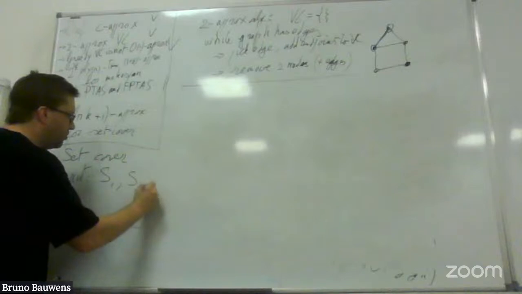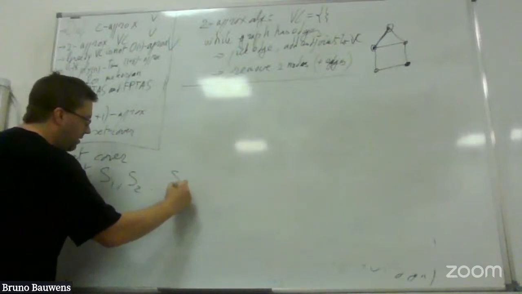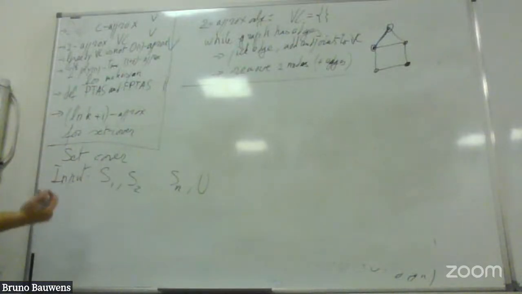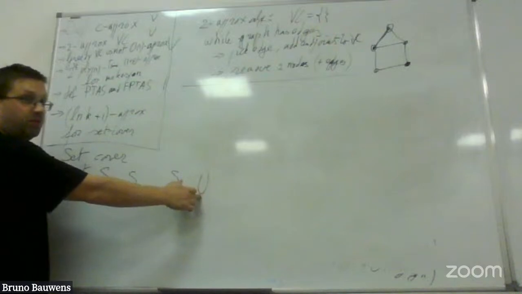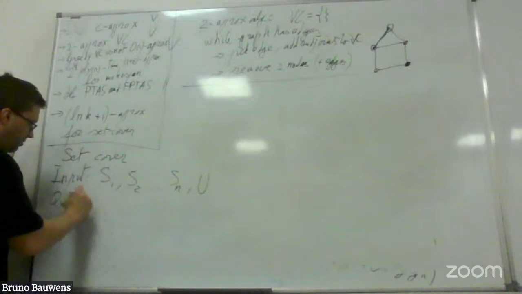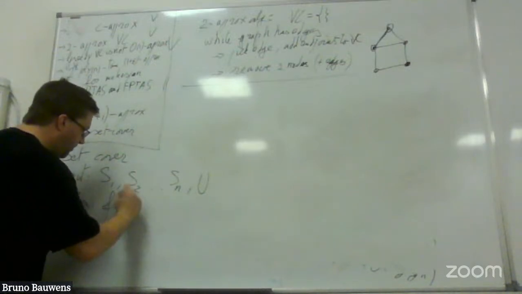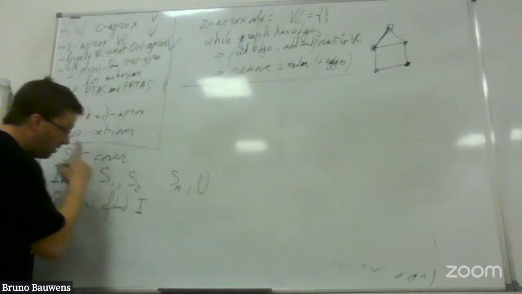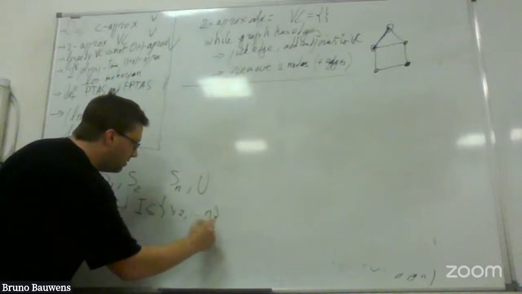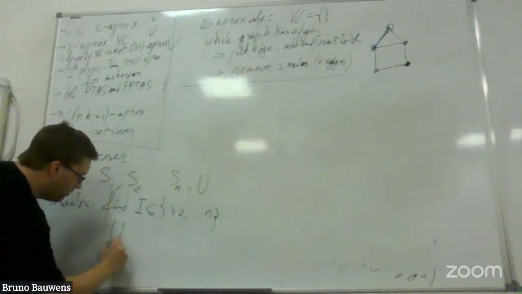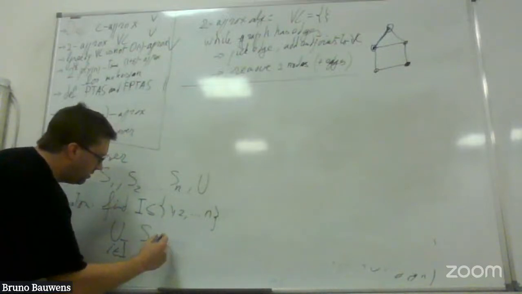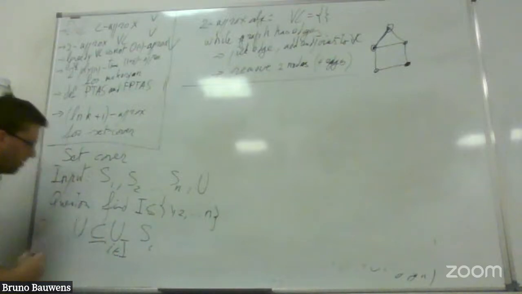Set one, set two, set n, and some universe U. The question is: find the minimal number of sets so that all the elements in U are covered. So, find I, which is a subset of {1, 2, ..., n}, so that U is a subset of the union over i in I of S_i.